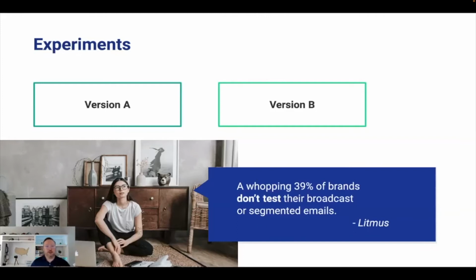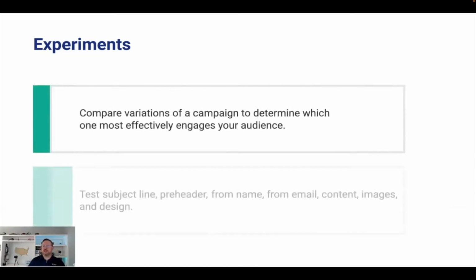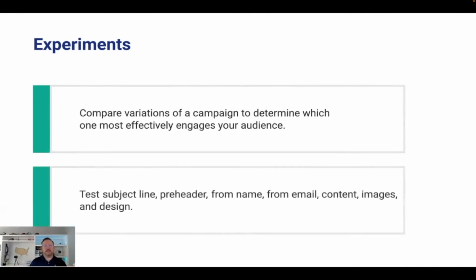Let it sit for a little while, and then see which one has higher opens because you're testing the subject line, and then send a winning version to the remaining 80% of your list. Compare variations to determine which one is the most effective. And what you want to do is make sure you're testing the right things, and test one thing at a time. Test your subject line, your pre-header, from name, from email, content, images, and design. Testing the right things matters. It helps you create more engaging emails, and you find out what resonates more with your audience.